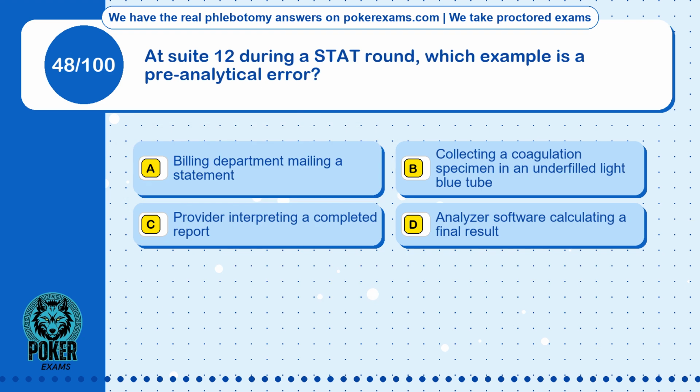Question 48. At Suite 12 during a stat round, which example is a pre-analytical error? Option A, billing department mailing a statement. Option B, collecting a coagulation specimen in an underfilled light blue tube. Option C, provider interpreting a completed report. Option D, analyzer software calculating a final result.